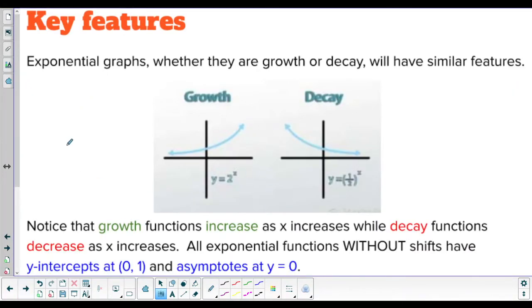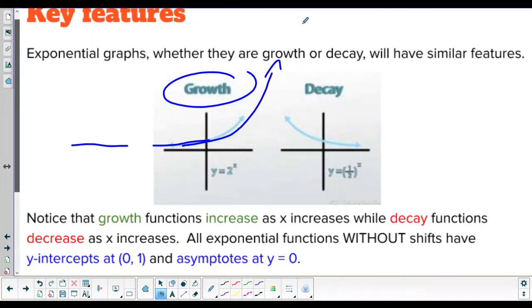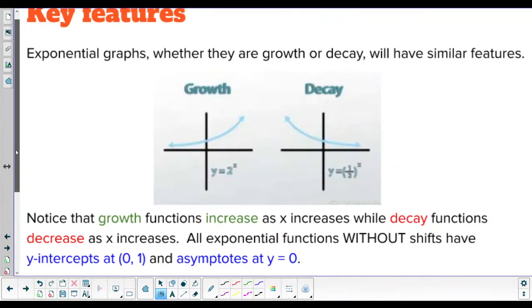So for the key features of an exponential function, you want to know in general if they are growth or decay. So growth graphs are going to look kind of like this blurry thing here. What's going to happen is on one side, they're going to taper off and get really small. And on the other side, they're going to curve upwards and start growing really quickly. Exponential decay is kind of the opposite. They start large and then they decay or taper off as they go the other direction.